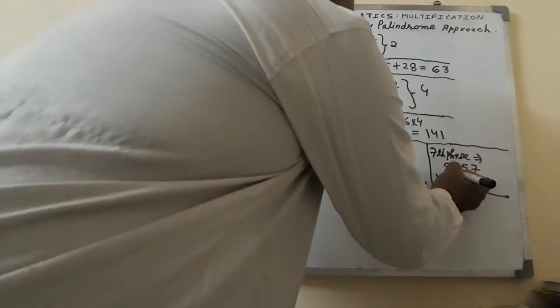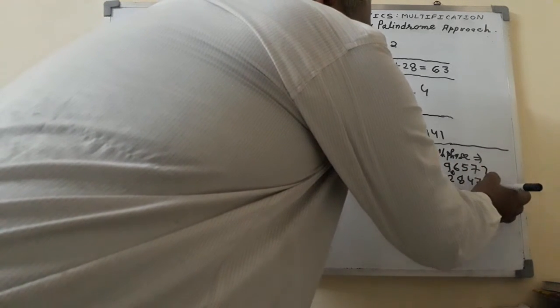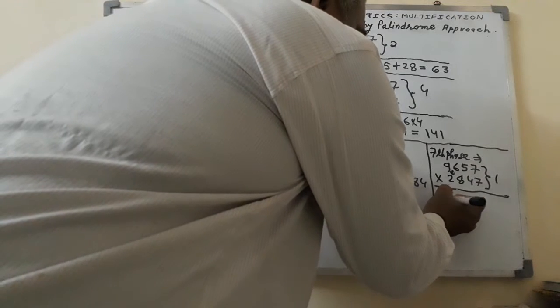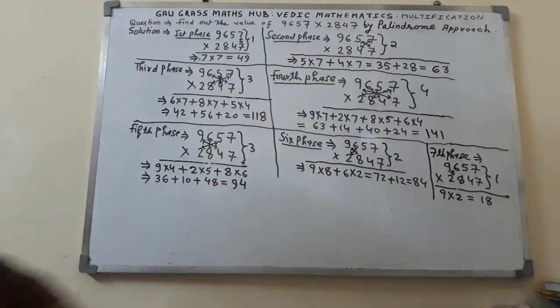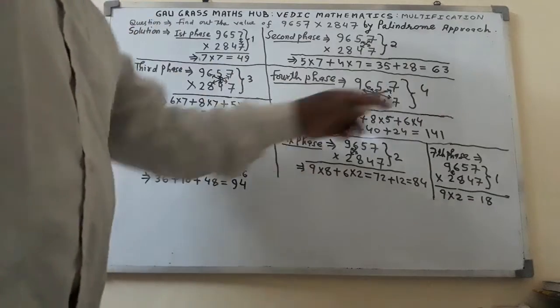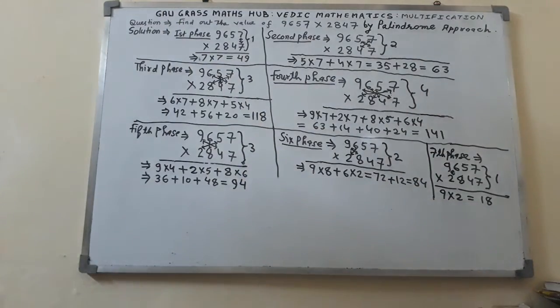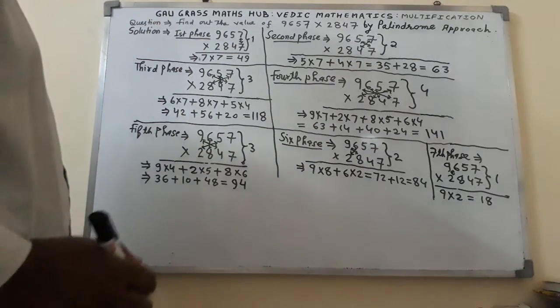Here you will get only 9 will multiply to 2. So here you will get only 1. So this means that 9 will multiply to 2, we will get here only 18. Now all have been completed. 1, 2, 3, 4, 4, 3, 2, 1. All phases of palindrome approach have been completed.